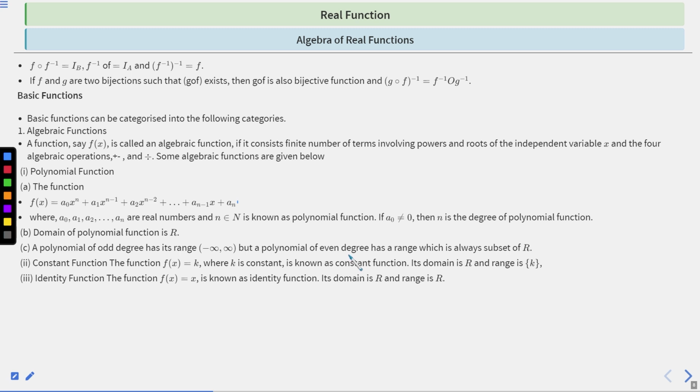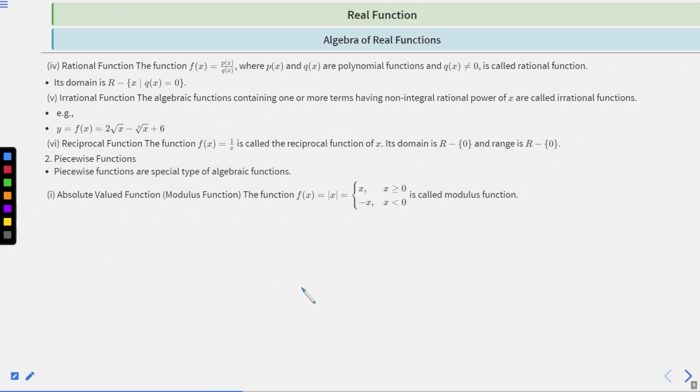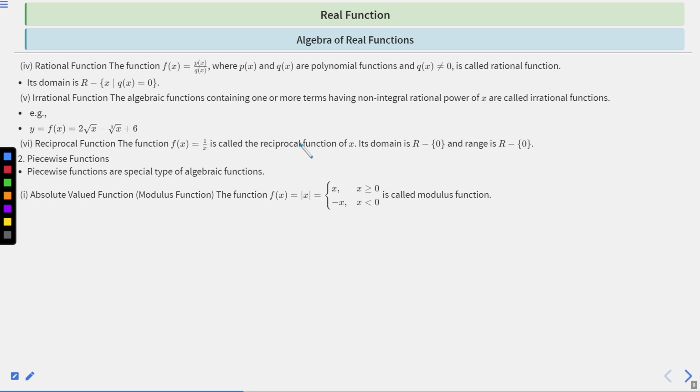Next is constant function. The function f(x) equal to k, where k is a constant, is known as a constant function. Its domain is R and range is {k}, right? Identity function. The function f(x) equal to x is known as the identity function. Its domain is R and range is R, right? Then it is called an identity function. Clear?